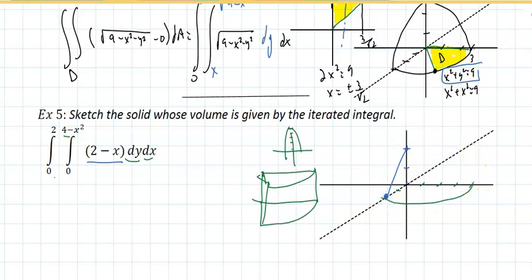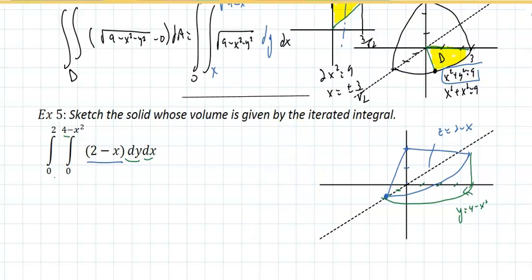Okay, I see. So this is going to be cut by a knife coming down at this angle. Well, it's going to cut through and it's going to look something like this, where this is z equals 2 minus x. This side right here would be y equals 4 minus x squared, and x runs between 0 and 2. That would be the region right there. And that would be it for this section.